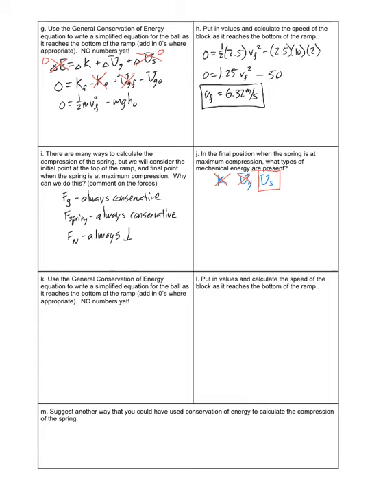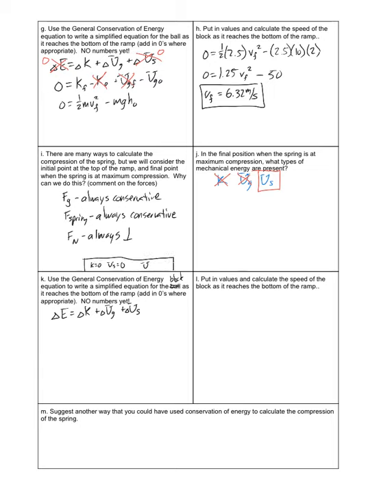Now it says use the conservation of energy equation to write a simplified equation for the block, sorry, as it reaches the bottom of the ramp. Adding zeros where appropriate. So again, change in mechanical energy is equal to change in kinetic energy plus the change in gravitational potential energy plus the change in elastic energy.